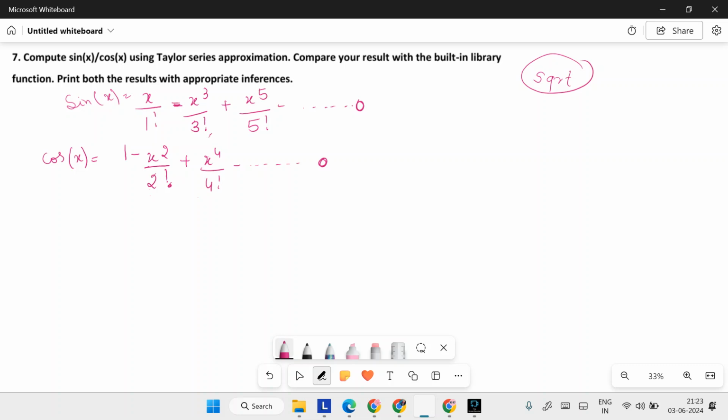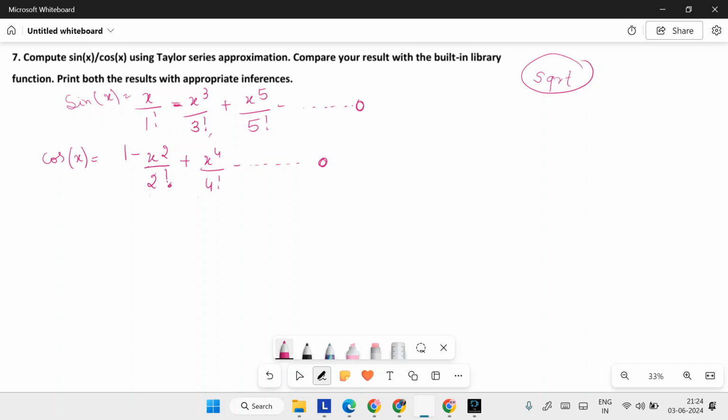If your code is correct, then the answer of the user-defined function should match the library function. So you will have to write a code, then check your answer from the code with the inbuilt function. If both are the same, then your program is correct. And you have to print both the results with appropriate inferences. That means proper output messages so that the user can understand what is going on in the code.